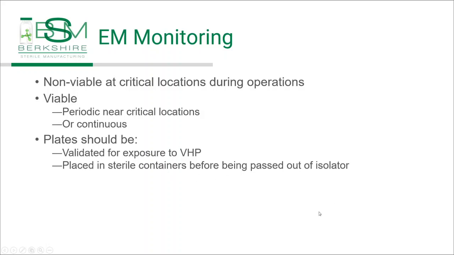They were being passed out of the isolator and then being put into bags, labeled, and taped outside of the isolator. When we stopped doing that process and put them in sterile containers before they were passed out of the isolator, we found that it totally eliminated any positives that we were seeing. We've gone more than a year and a half since that date, and have seen no positive growth inside the isolator from our EM monitoring.